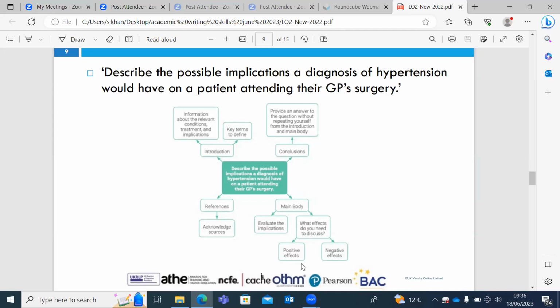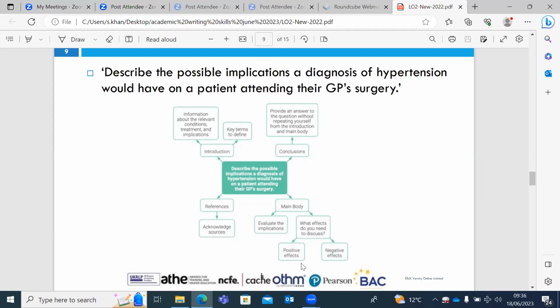Then you would look at the main body, which would be evaluating the implications, what effects you need to discuss here, positive effects and negative effects. Then you need to provide a conclusion, which provides an answer to the question without repeating yourself from the introduction and the main body. So it's literally a summary of everything you've done.